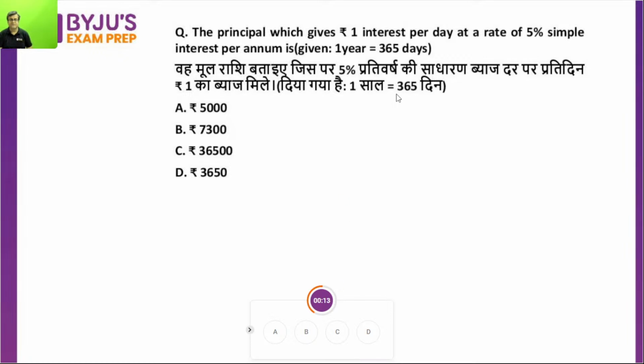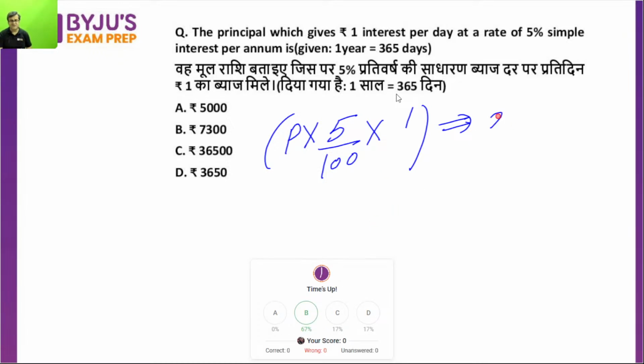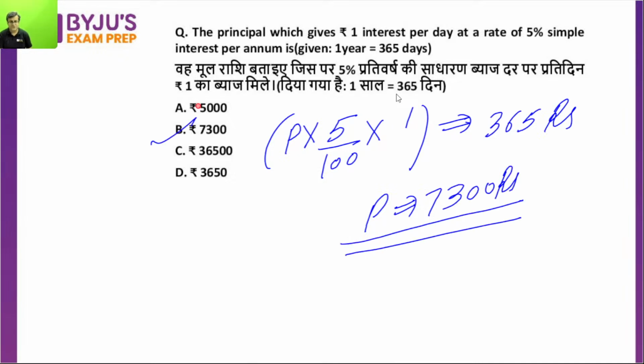B option is right. The principal which gives 1 rupee interest per day at the rate of 5% simple interest per annum. So find the principal. Principal we are supposed to find out. The rate is 5%. The time is 1 year. Principal into rate into time by 100. The total interest in 1 year is 365 rupees. So that will give you the answer. B option is right. No, this is just 1 rupee interest per day. So for 365 days total interest will be 365.